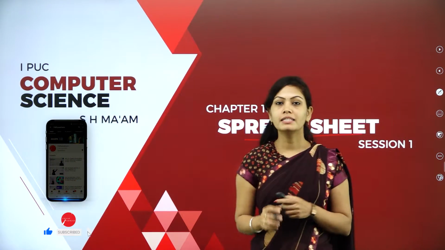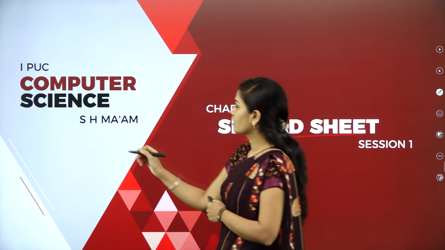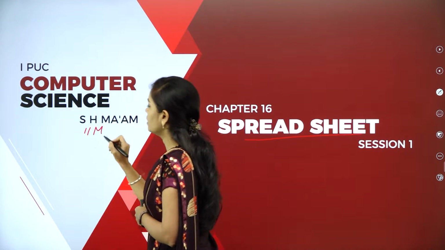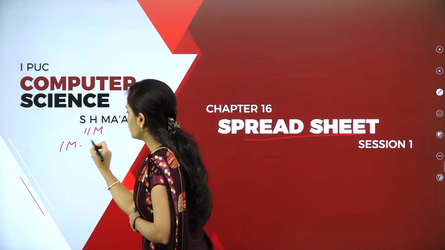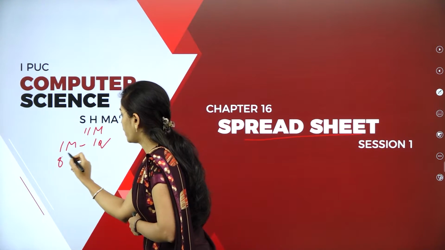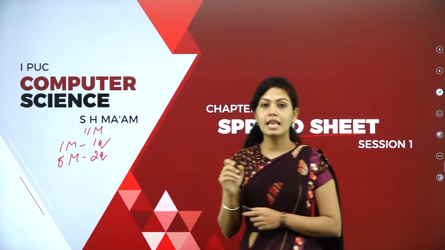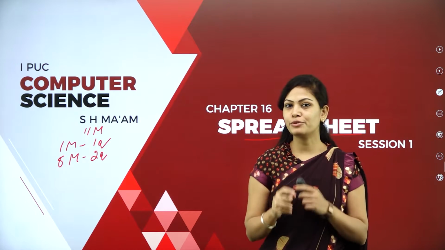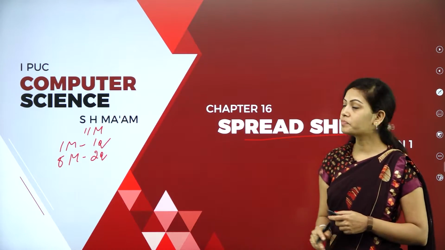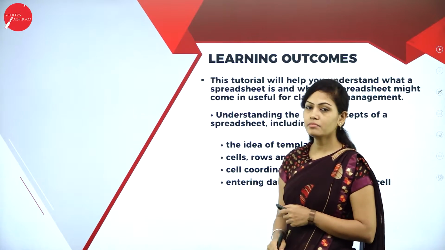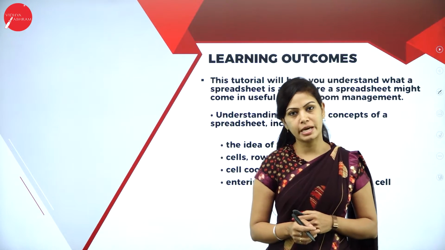Spreadsheet. The weightage of this chapter is 11 marks. So 1 mark, 1 question, 5 marks, 2 questions. So you will get 11 marks in this chapter. Easily you can score 11 marks in this chapter. So what are the objectives of this chapter?